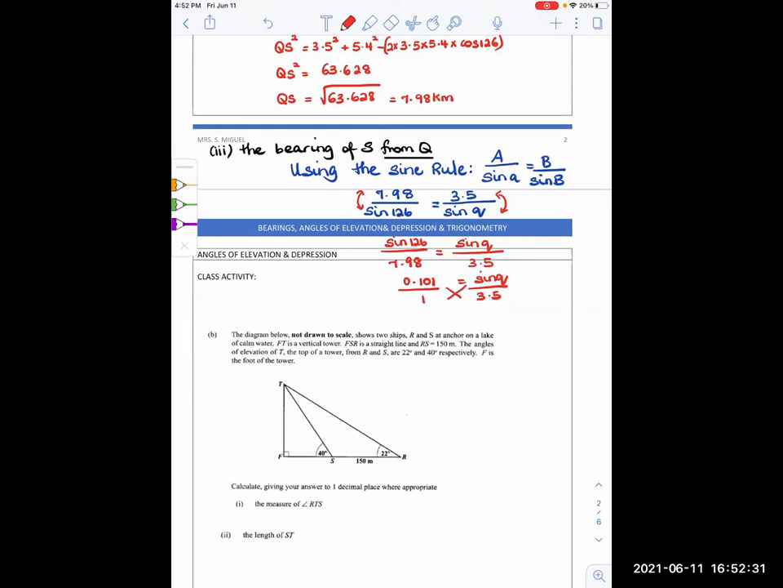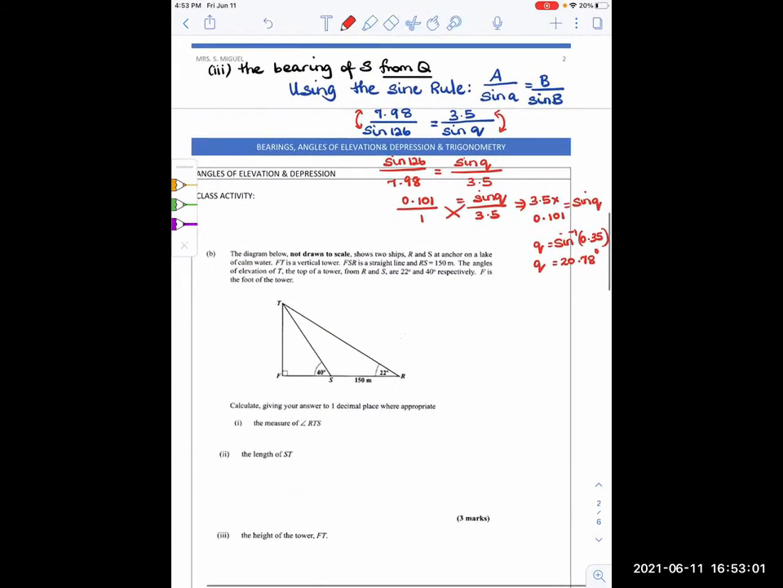So when I cross multiply, 3.5 multiplied by 0.101 is equal to sine Q. So Q is equal to sine inverse, which is second function sine, of 0.35. And I will get 20.78 degrees. Work it out and see if you can confirm my answer, please. Miss, I get 20.7. I told you, it's to 2 decimal places. Oh, sure. Check it and see if you get the same answer. Yeah, miss, I get the same answer.